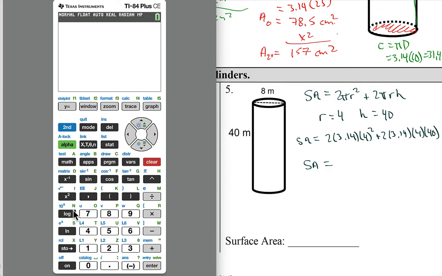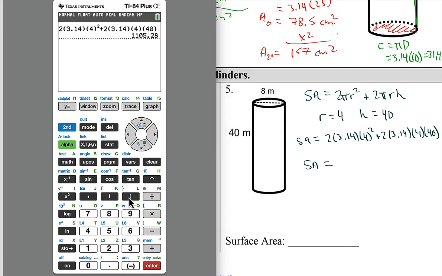So I'm just going to plug this all in, just like we see it. 2 times, and then I'm going to use parentheses, 3.14. Remember, you don't need to put the times button if they're next to each other in math. We have a 4, so I'm going to put that in parentheses, and we have an x squared button here to square it. And then you have to hit to the right. And then 2 plus 2, 3.14 times 4 times 40. And I always put parentheses around my numbers when I plug them in. It's just a good habit, so when you get to algebra, we're all ready to go.